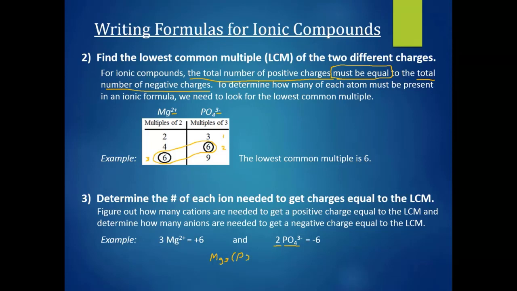So I'll do PO4, close parentheses, 2. Think of it as doubling the recipe. I have to put parentheses around it because I have to indicate that I need 2 of the whole thing. I have to double the whole recipe. So Mg3(PO4)2.